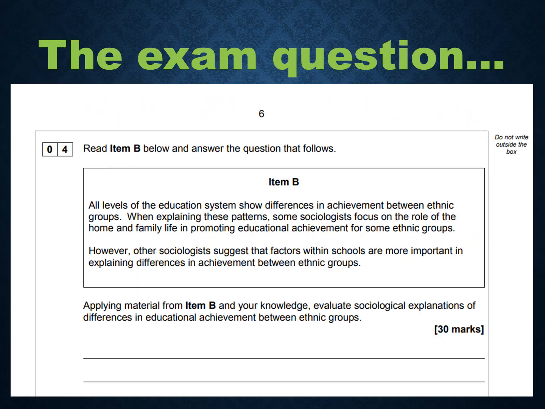So let's check out the question from summer 2019. It was A-level paper 1, question 4. And it's asking you to evaluate the sociological explanations of the differences between ethnic groups.